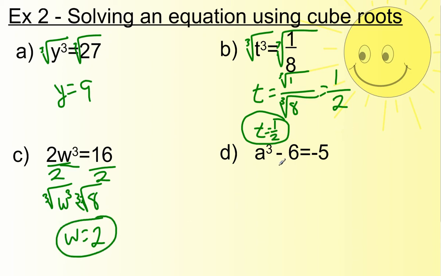Letter D. Let's see. Well, we've got to get this piece by itself. So we're going to get rid of this minus 6. We're going to add 6 to both sides, giving us a cubed equals 1. And the cube root, I don't write my cube roots very pretty. The cube root of 1 is 1.